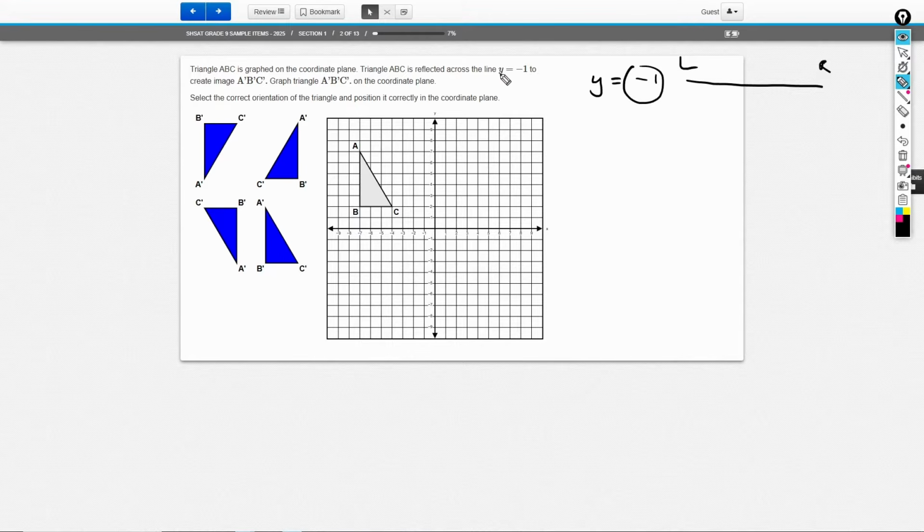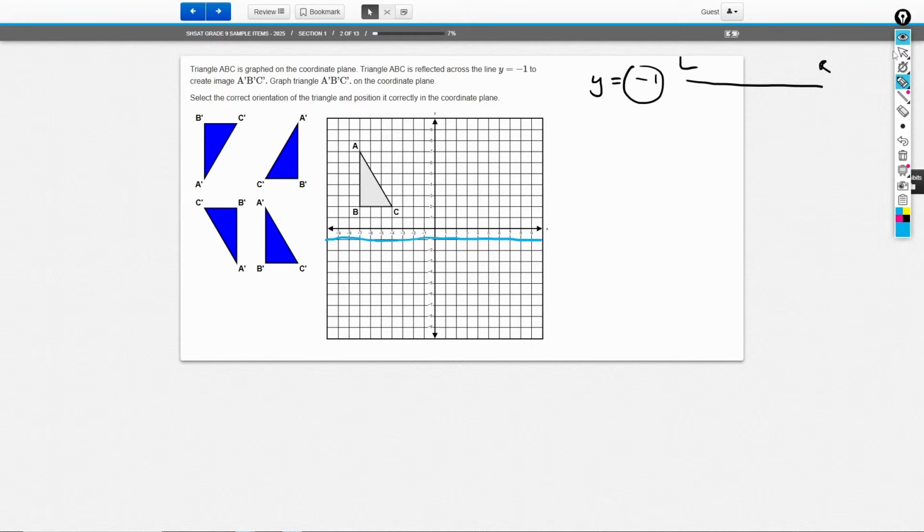So in this case, we have y, which tells me it's going to be a horizontal line, and it's equal to negative 1, which tells me it's going to pass through negative 1. So here we can draw a line that's passing through negative 1, going from left to right. So that's the line it's being reflected upon. And we know that it's creating image A prime, B prime, C prime. So now we have another triangle forming here because it's being reflected across this line.